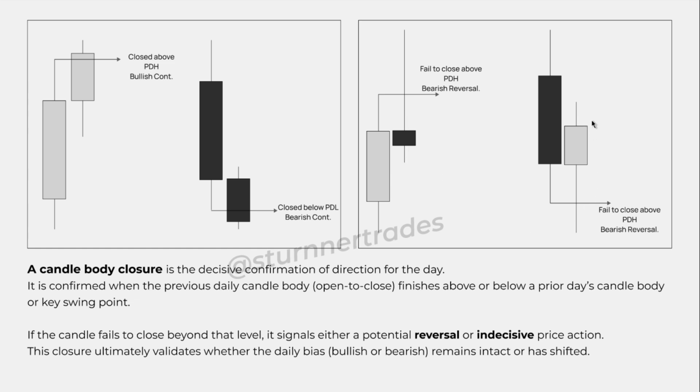So I want you to think of the body closure as the stamp of approval on whether yesterday's protected swing or failure swing logic is valid. Without that closure, your bias is shaky, and with it, your bias is confirmed.